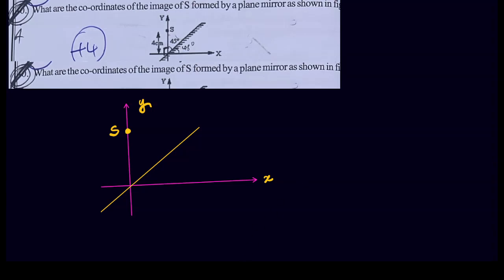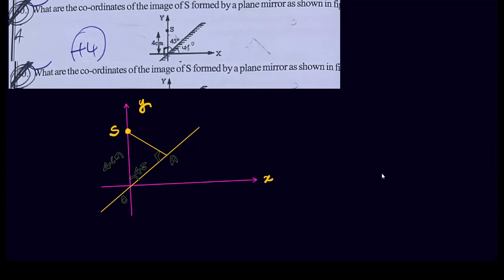So now we draw one perpendicular line. Here this is the perpendicular line. So this is the 4 centimeters. If I call this O and this A, now this angle is 45. Now we will find this perpendicular distance.